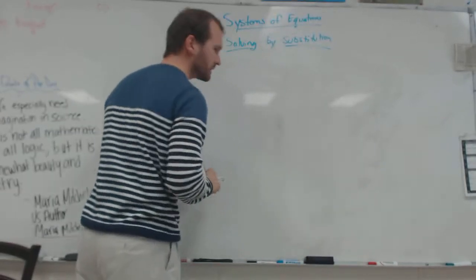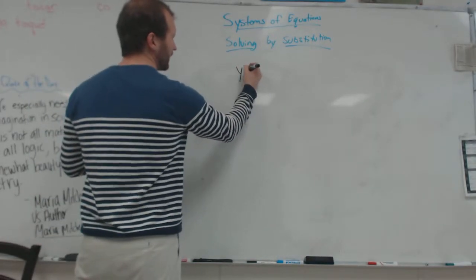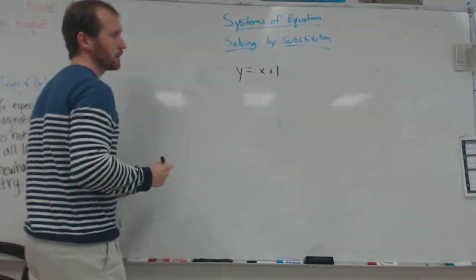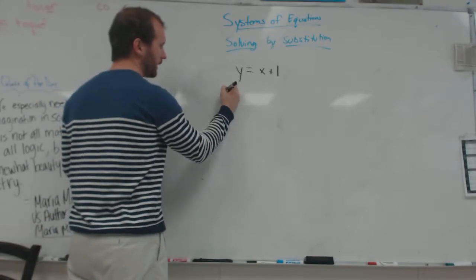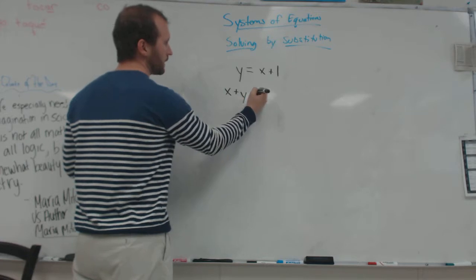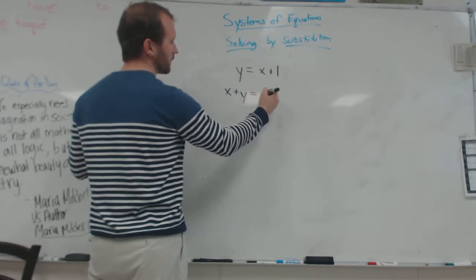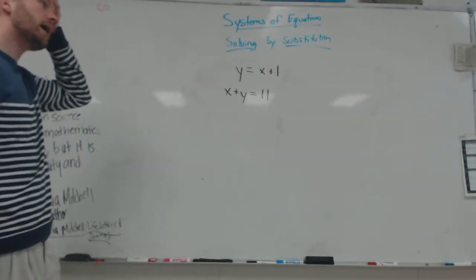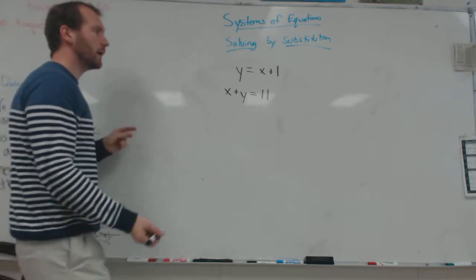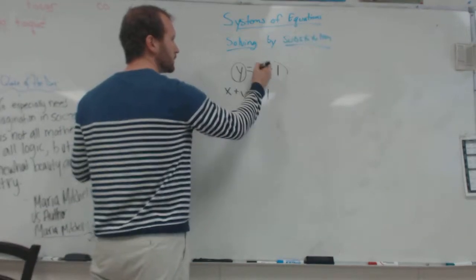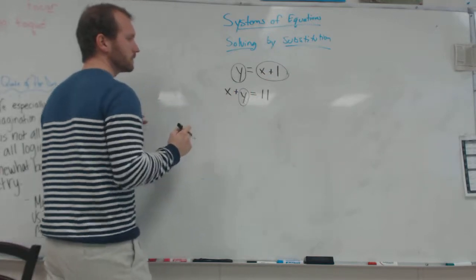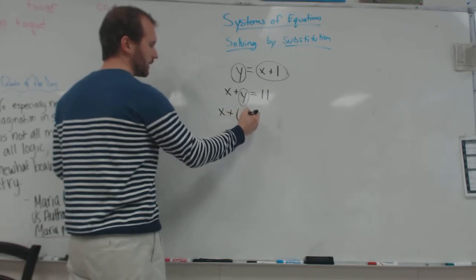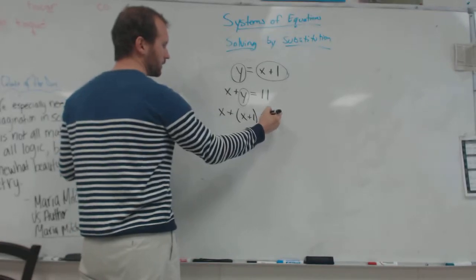So what if I had something like this? y equals x plus 1. And then down here, I had x plus y equals 11. So we have to find y. I can still do the same thing. I have y equals x plus 1, and I have a y down here. So I'm just going to substitute this in. x plus, x plus 1 equals 11.